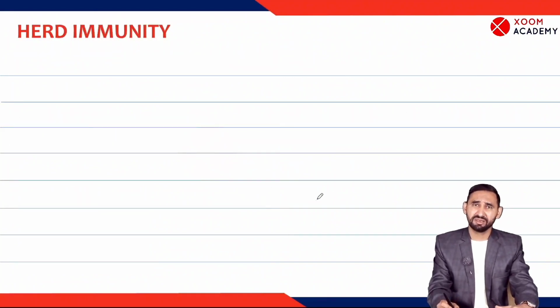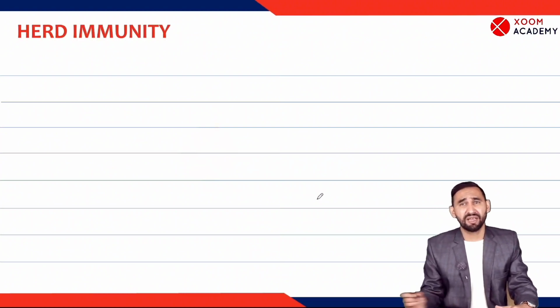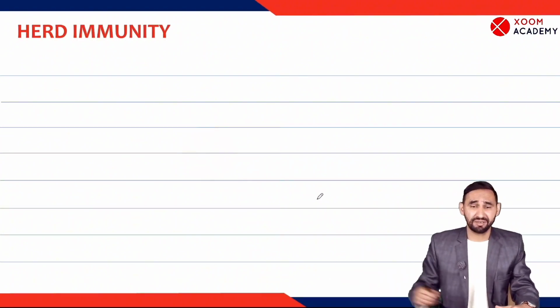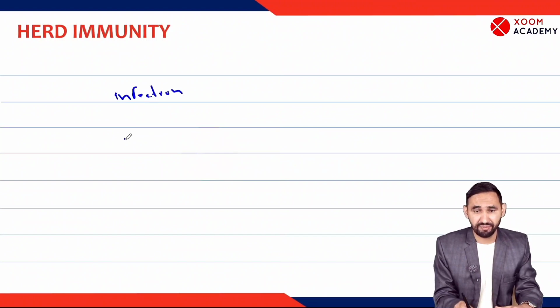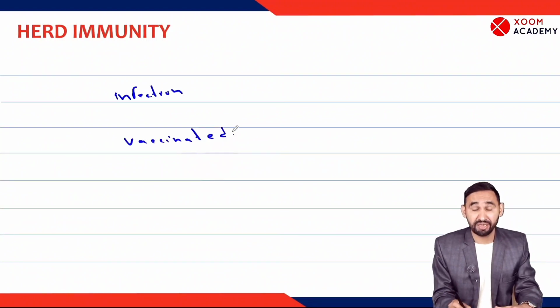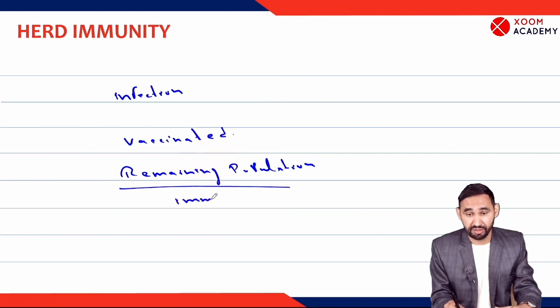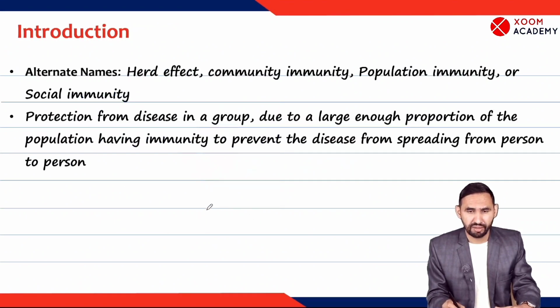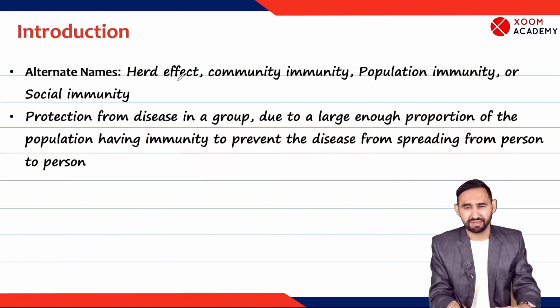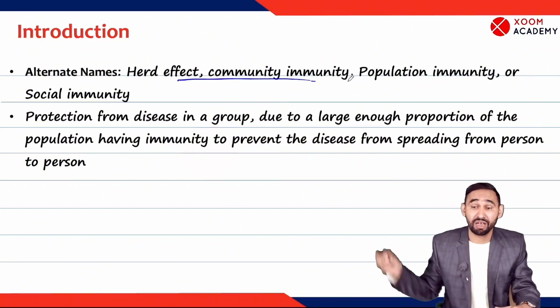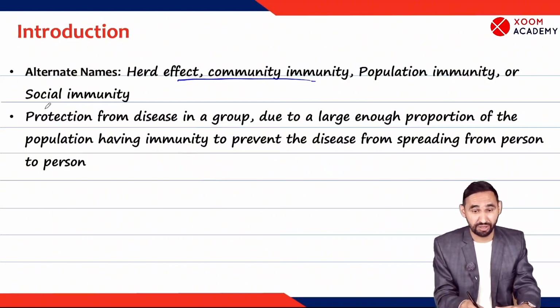Herd immunity, as the name suggests: when the majority of the population gets infection or is vaccinated, the remaining population becomes immune, or becomes automatically immune. That is herd immunity. Like we have achieved herd immunity in polio and in measles. Alternative names are herd effect, community immunity, population immunity, because the population is immune, the community is immune, and social immunity.